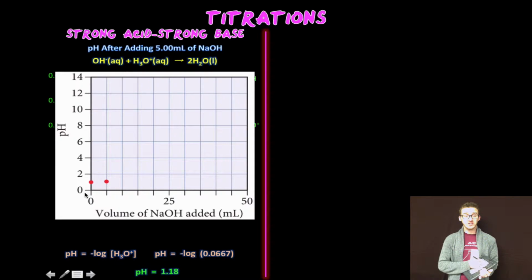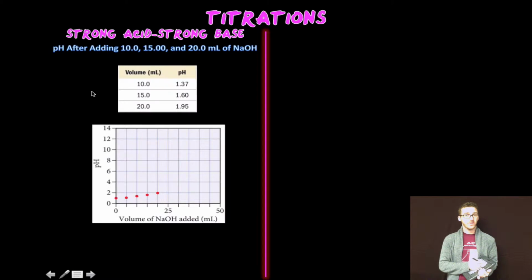So as we go back to our titration curve, the second point after adding 5 mL of sodium hydroxide is slightly more basic. For adding 10 mL, 15 mL, 20 mL of sodium hydroxide, the process is going to be the same. Be cautious because your volumes are additive when you determine the concentration of the hydronium ion.